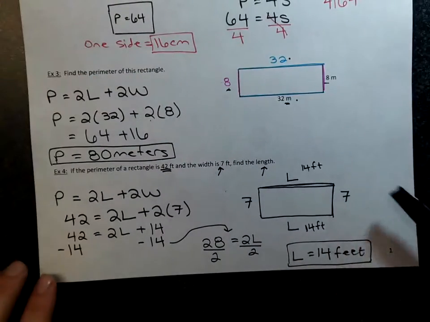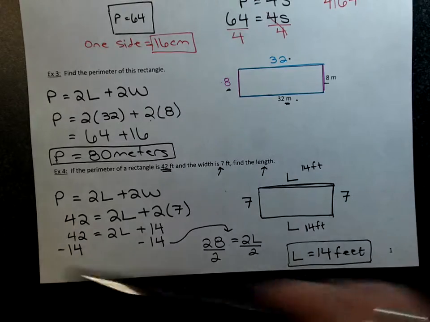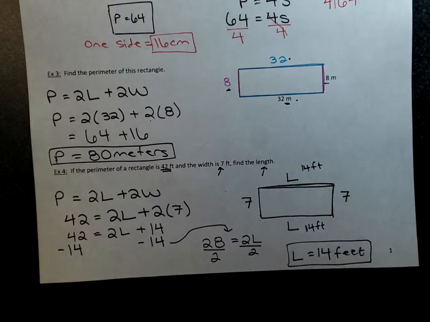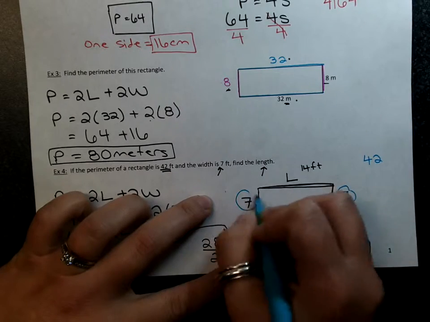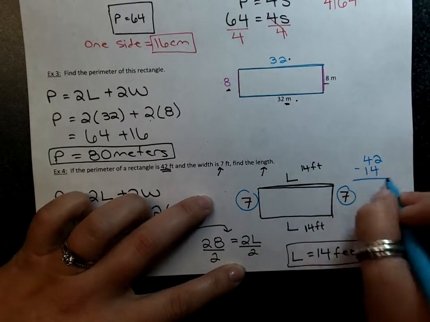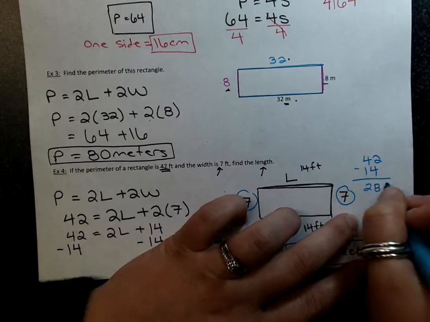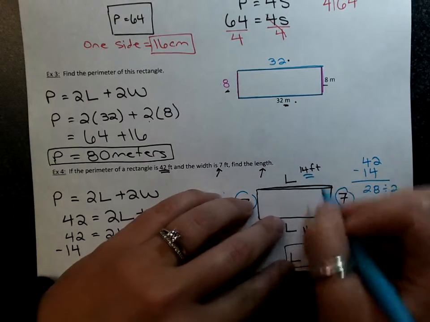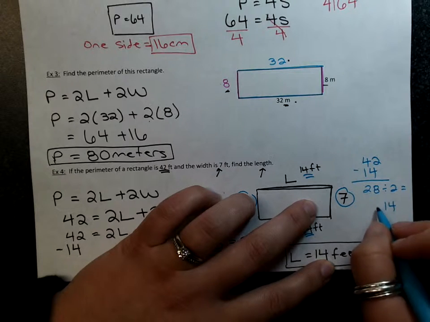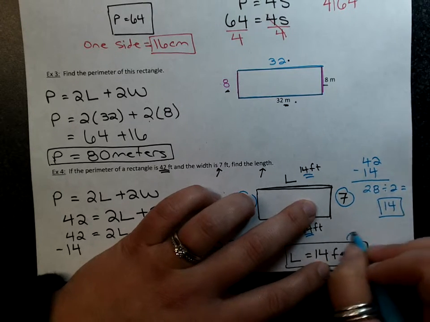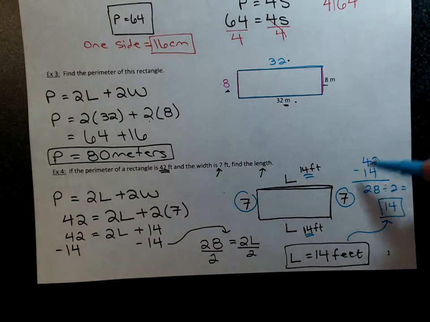So like I said, some students will just kind of intuitively figure this out. I've seen students in the past take the perimeter of 42. They have 7 and 7, so they'll subtract 14 and get 28, and then they'll divide that in half to get 14 for the top and 14 for the bottom. So if that was your thinking, you are correct. That is the same answer. This is just what we call intuitively figuring it out.